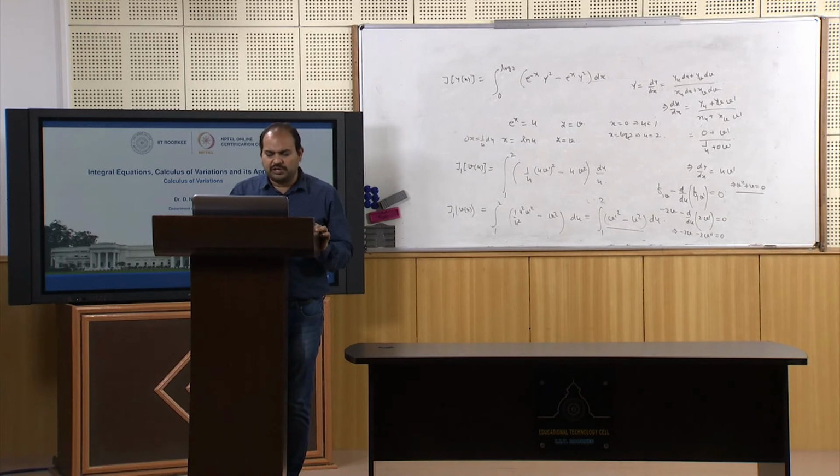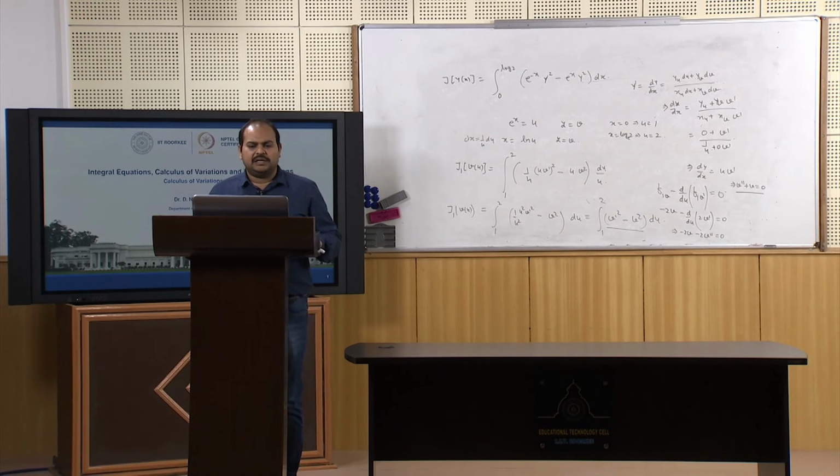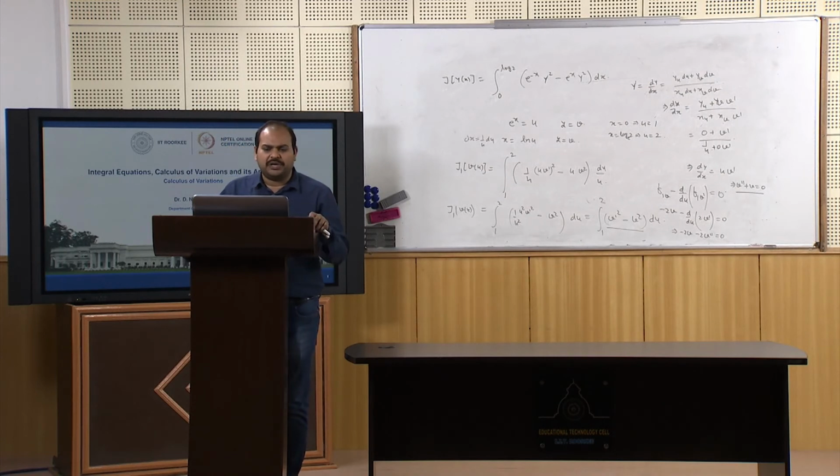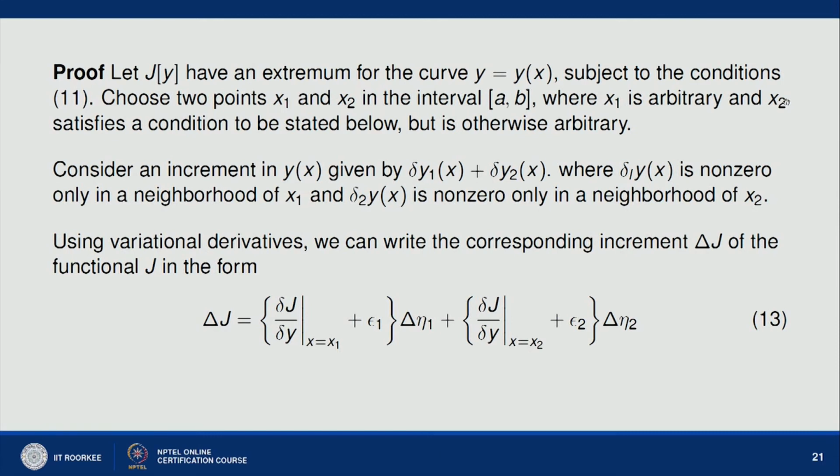To prove this theorem we use the concept of variational derivative. Let us consider the proof. Let J of y have an extremum for the curve y equal to y of x, subject to the condition that the other functional has a constant value, that is L. Let us choose two points x1 and x2 in the interval a b, where x1 is arbitrary and x2 is also arbitrary, but satisfying a certain condition which we will discuss later on.